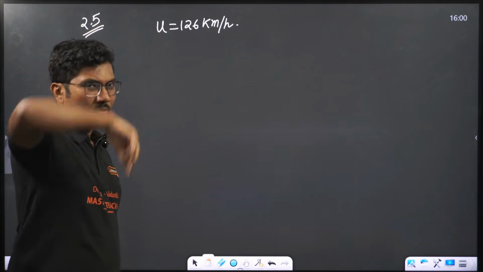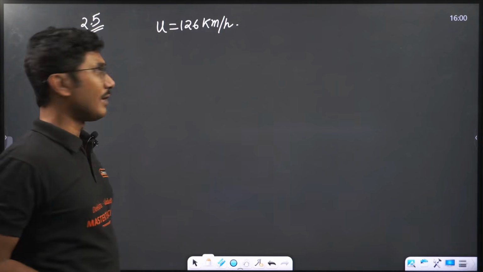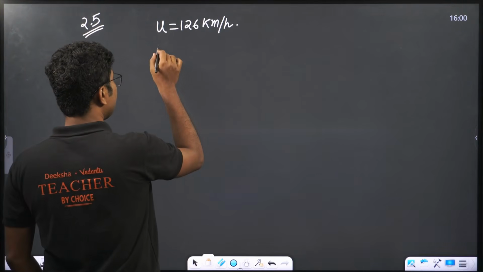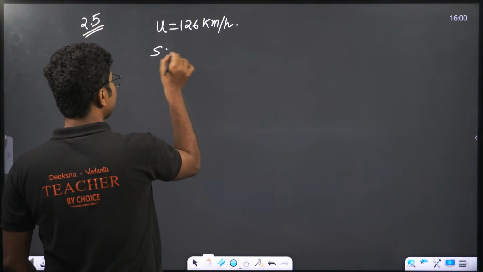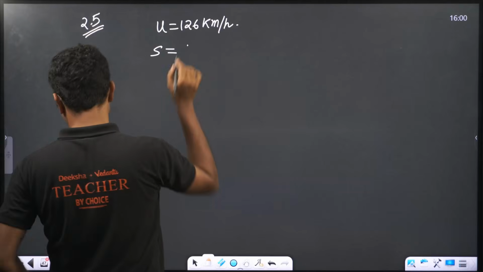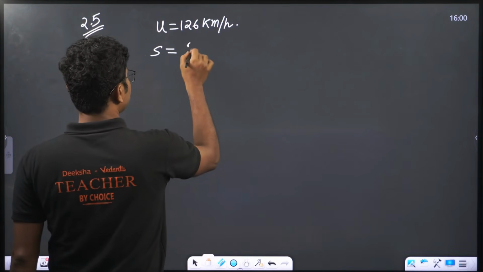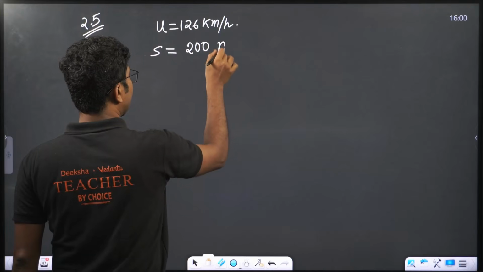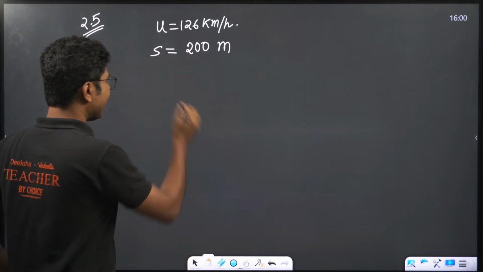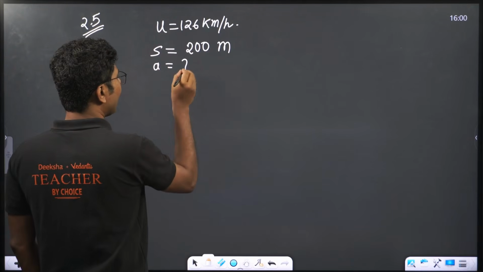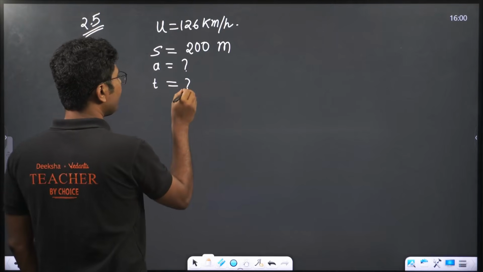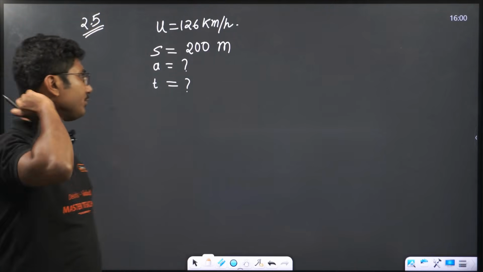The stopping distance here is given as 200 meters. They are asking you what the acceleration, or retardation basically, is, and what the time of stop is. These two things you need to find.